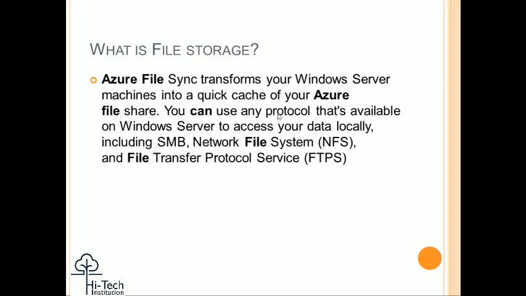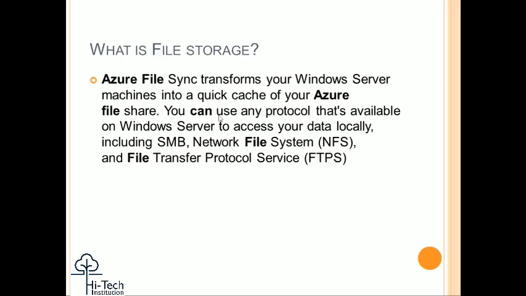We can use any protocol that's available on Windows Server to access your data locally, including SMB file sharing, Server Message Block, Network File System, and File Transfer Protocol. These are the protocols that can be used, and the files can be shared this way. Exactly like how we share files between one server and multiple machines, the same way we are going to use this file sharing method.